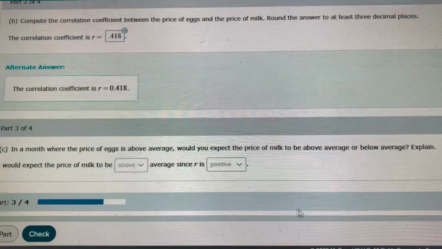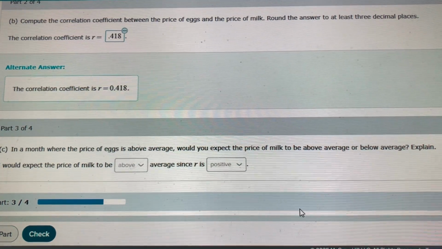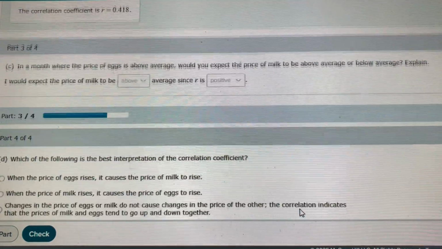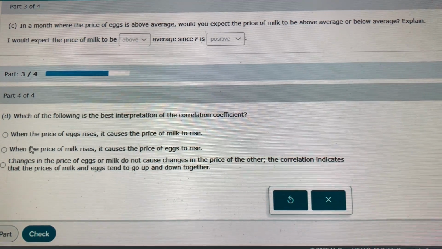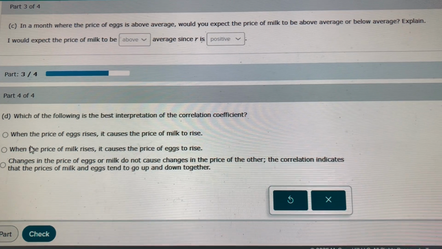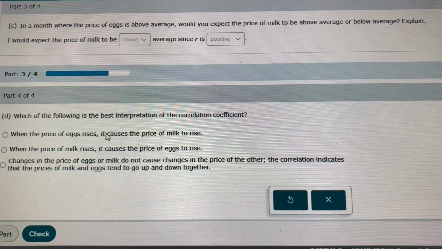When there's a positive correlation, they both go in the same direction. When there's a negative, they go in opposite directions. Which of the following is the best interpretation of the correlation? Now, one thing about correlation is you never want to say cause and effect. Even if you have a very, very strong positive correlation or a very strong negative, you can't say that one of them is causing the other. The correlation has nothing to do with cause and effect. So as soon as they say causes, those are out automatically.